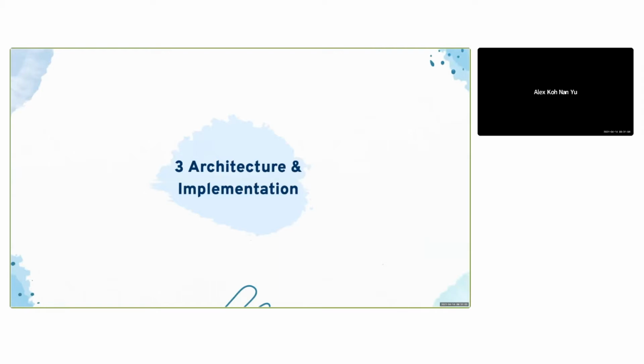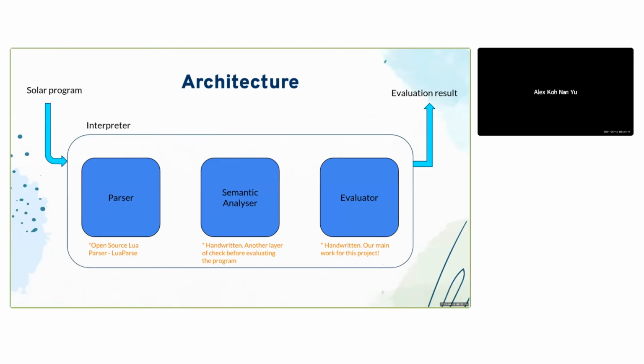Yeah, so let me share the architecture and implementation of the project. This diagram is a high-level overview of the software architecture. What we essentially implemented is an interpreter. It takes in a Solar program and outputs the evaluation result. Within this interpreter, there are three important components from left to right.